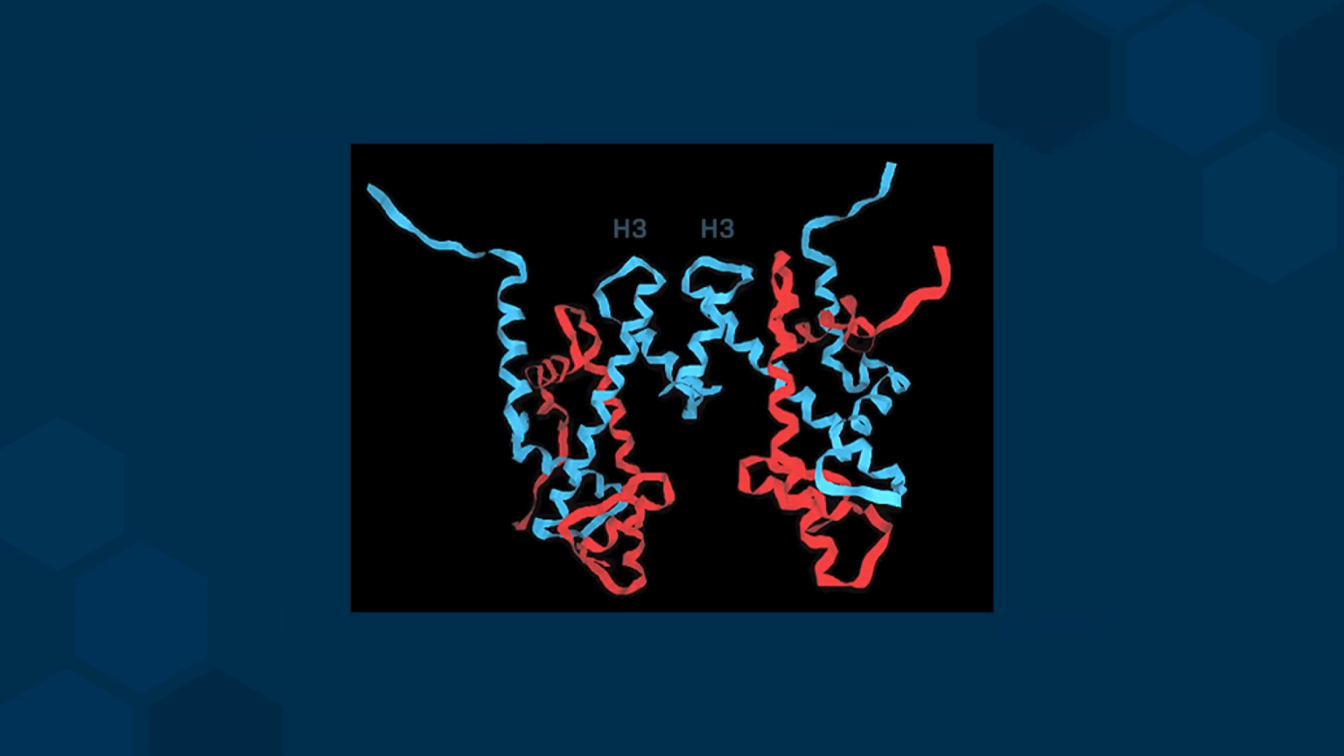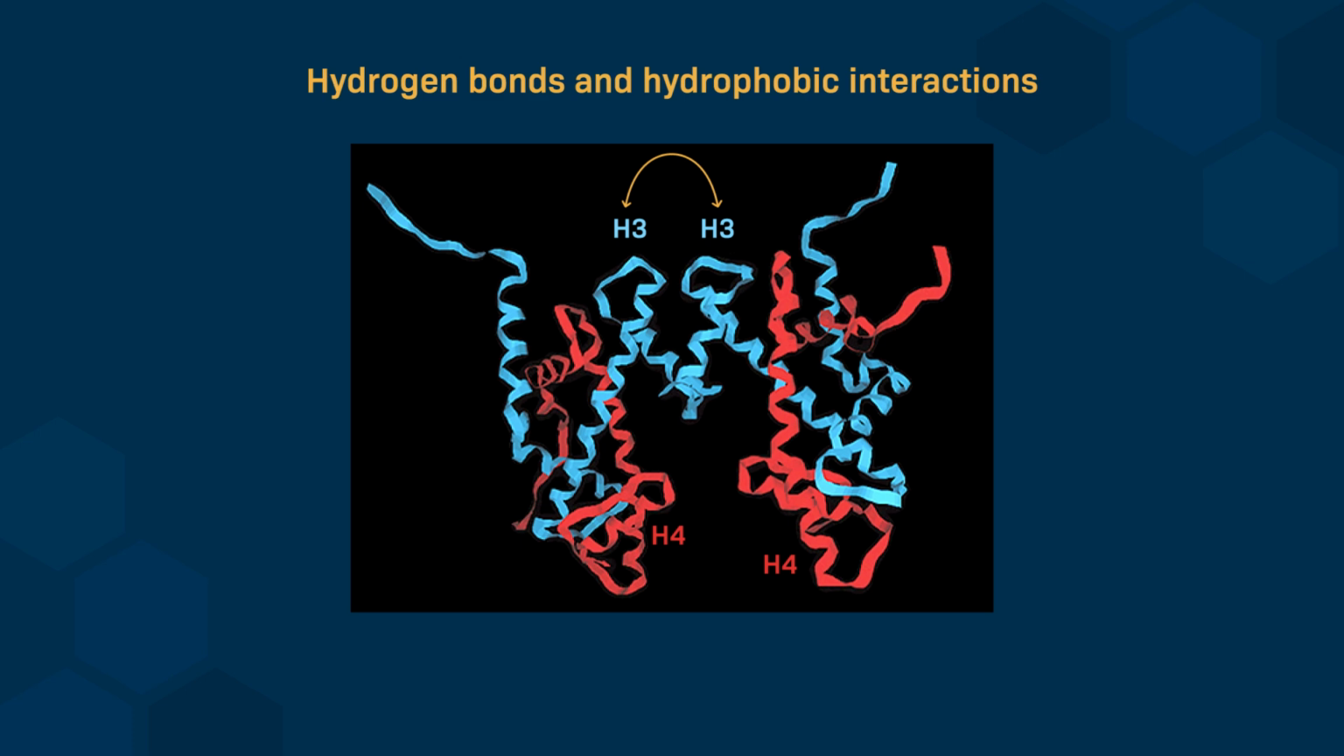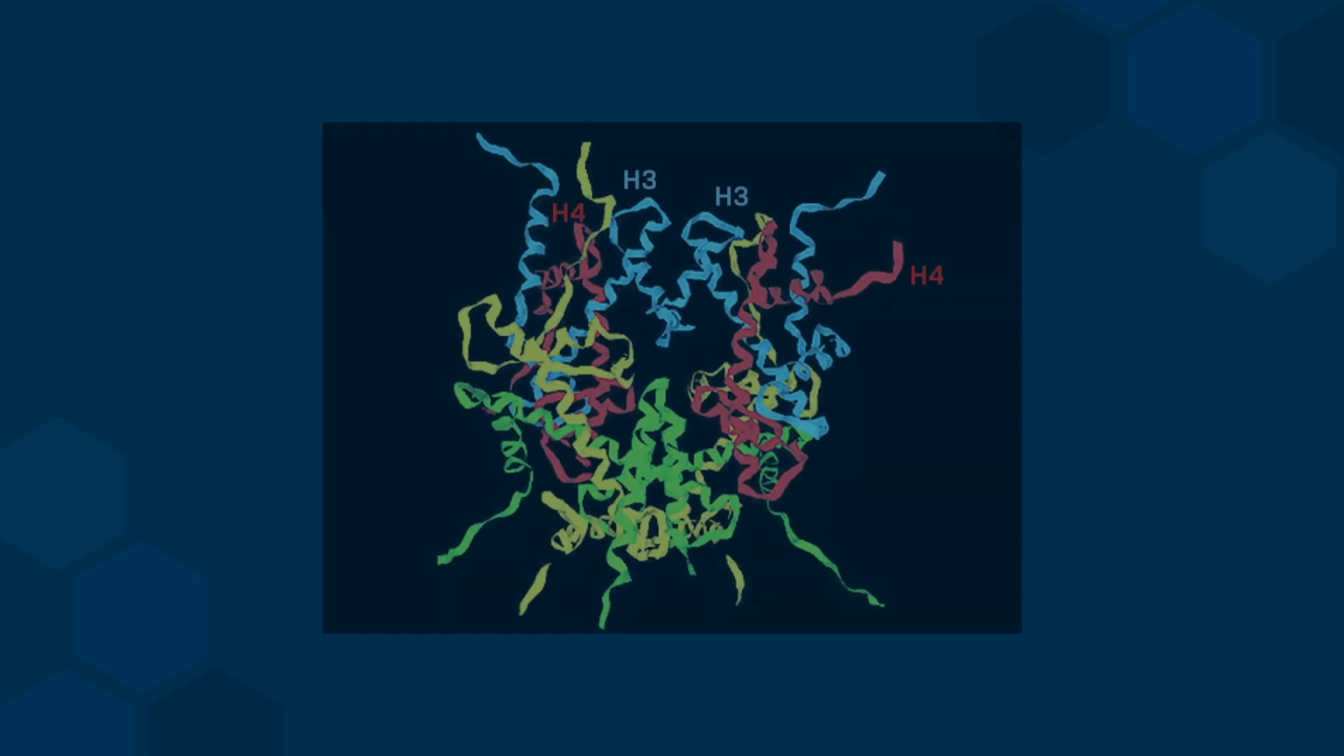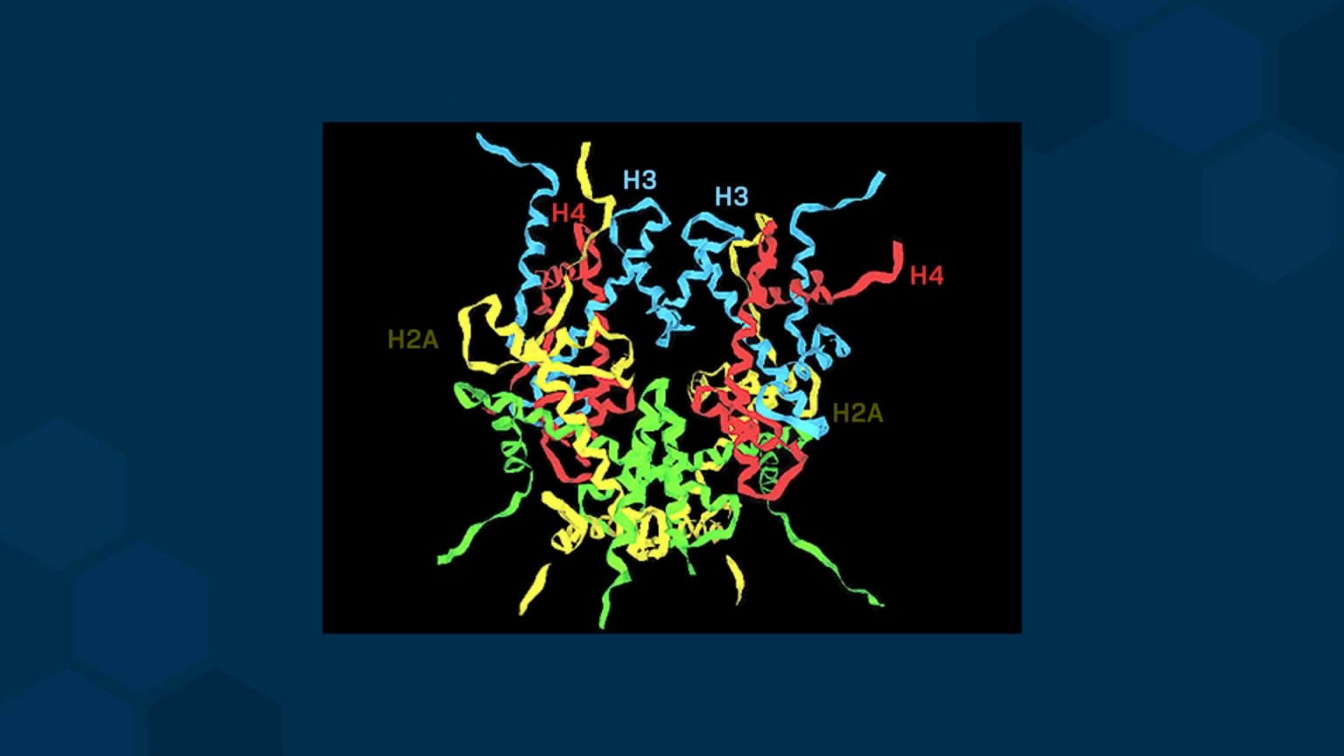The H3-H4 heterodimers assemble to form a tetramer within the nucleosome. This tetramer is stabilized by hydrogen bonds and hydrophobic interactions between the H3 subunits from each dimer. The H4 subunits do not contribute directly to the tetramerization. The H3-H4 tetramer assembles with 2 H2A-H2B heterodimers to form an octamer, which is the final histone core structure.